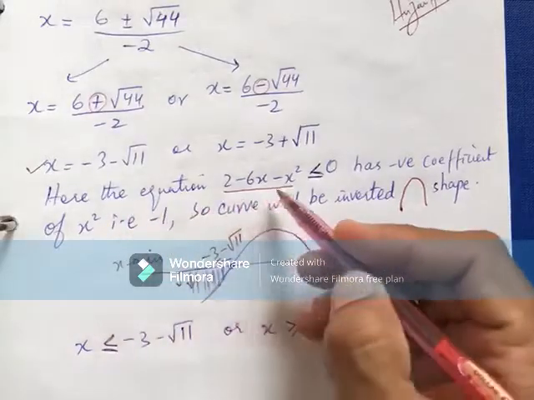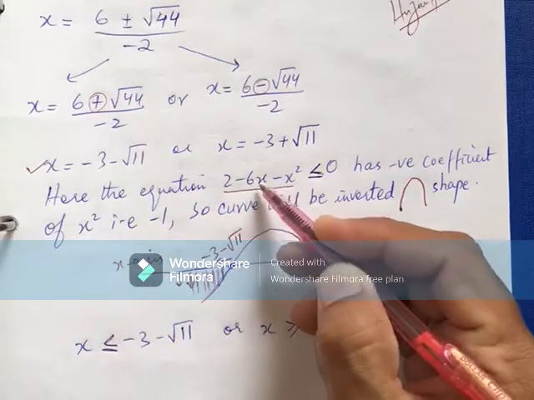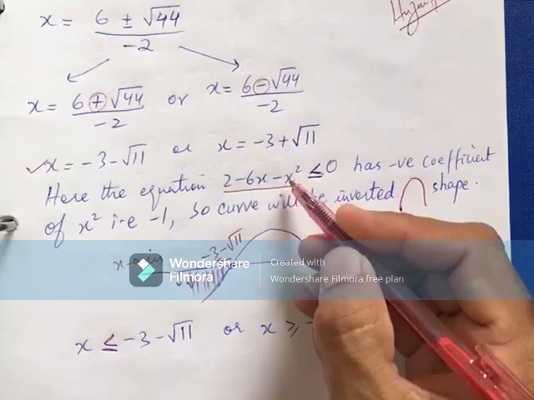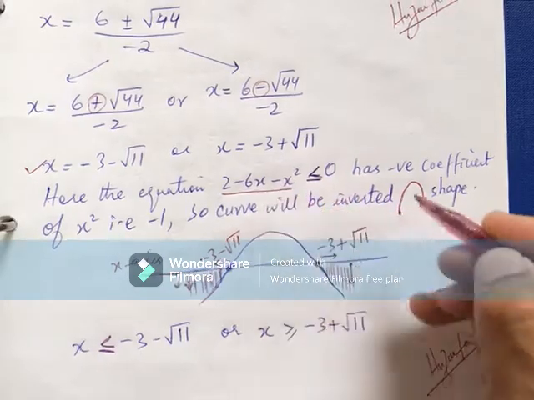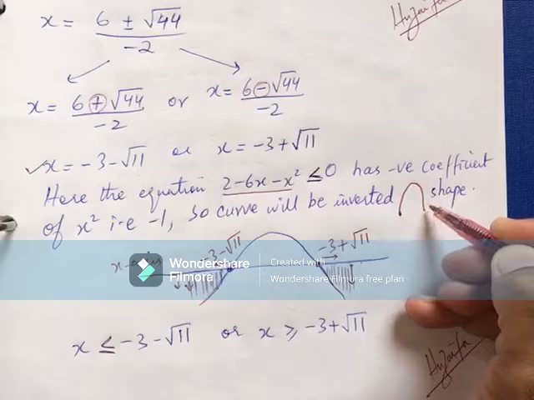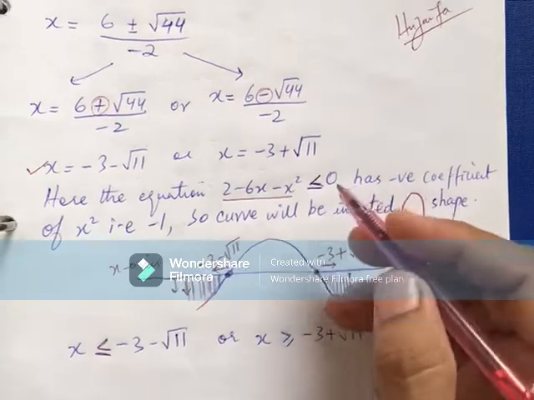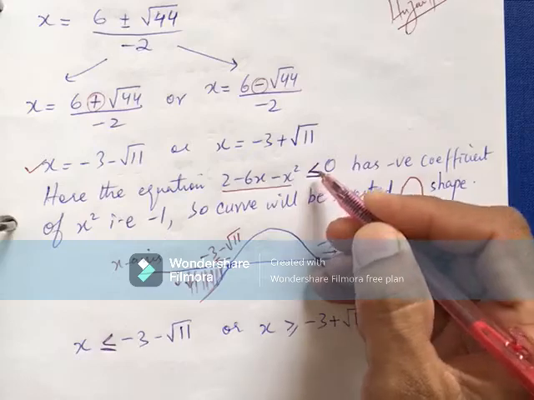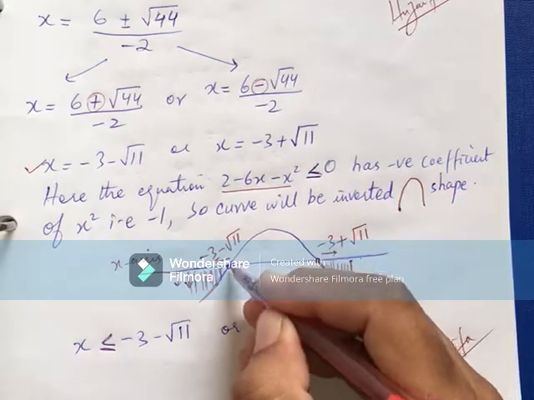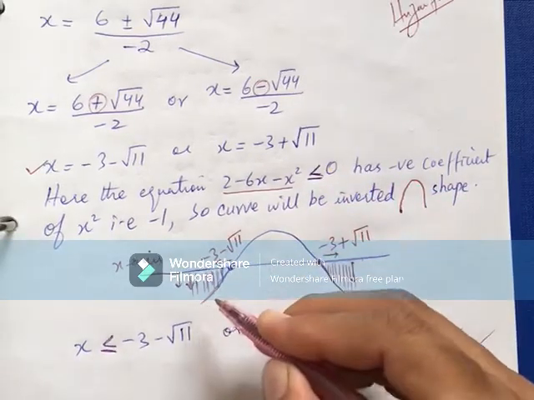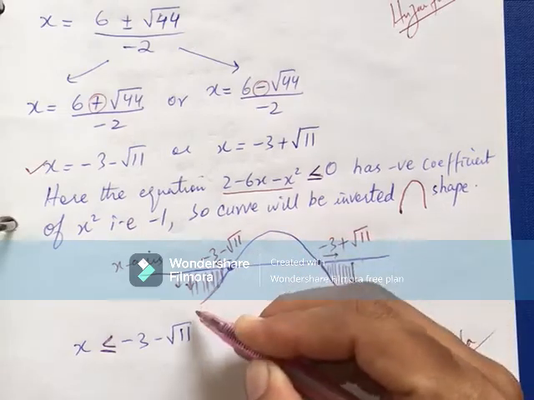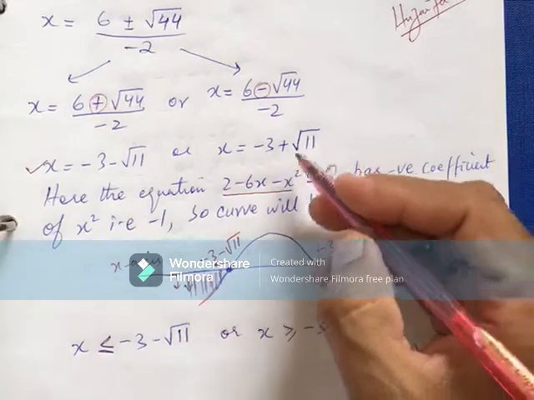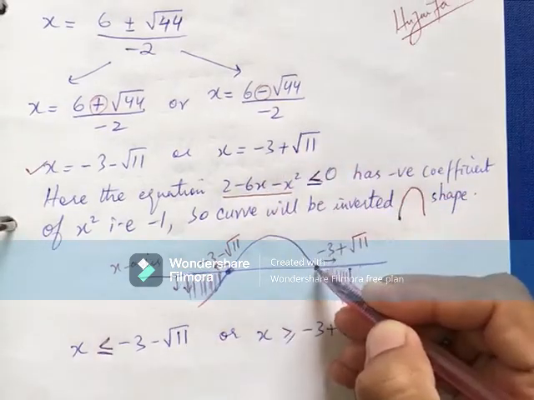Right now we are given the equation, this whole expression is less than or equal to 0. Here we have two things to note. The x squared coefficient is negative, so the curve will be an inverted U shape. Plus, we need all those values of x where y is less than or equal to 0. So I just need to make the curve like this. The negative values will be on the left hand side of the real number line, and the positive values on the right hand side.